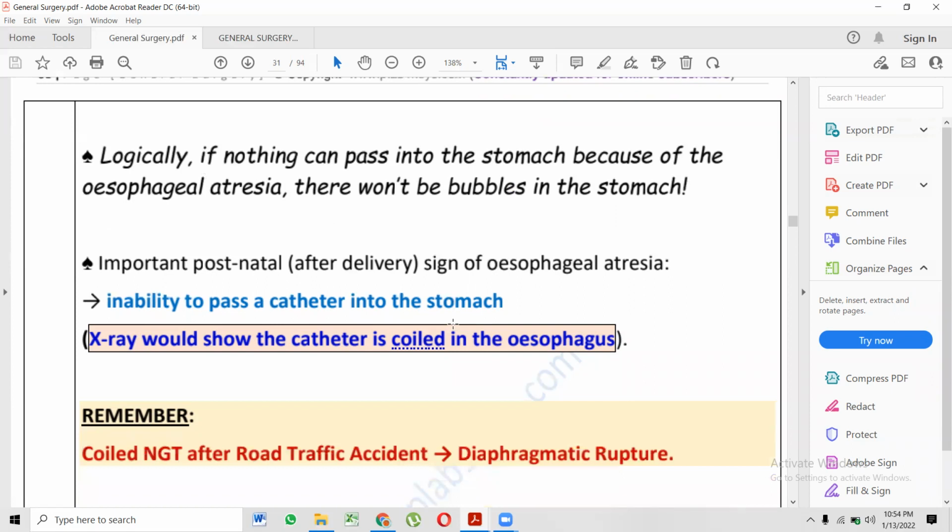So if a neonate presents to you with this sign, inability to pass a catheter, and an X-ray shows a coiled catheter in the esophagus, then it is esophageal atresia. But if an adult presents to you with a coiled NG tube in the esophagus on chest X-ray, after a history of road traffic accident, then it is diaphragmatic rupture.